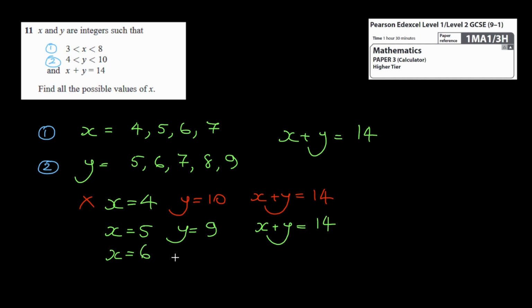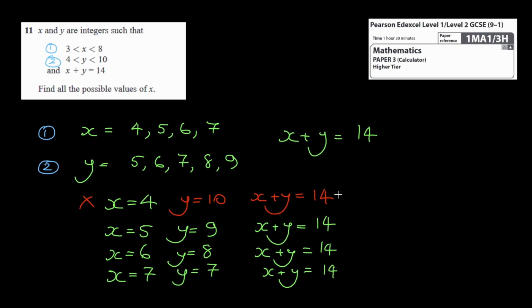And if x is equal to 6, we need y to be equal to 8, and that is also possible. And there's a 7 and a 7, so yes, we get a third possibility. x is equal to 7, y must be equal to 7, and x plus y again is equal to 14. So bringing those results together, x can be 5, 6, or 7. And that's your answer.